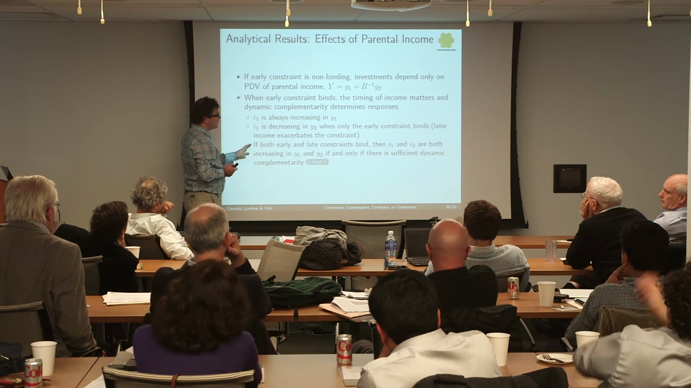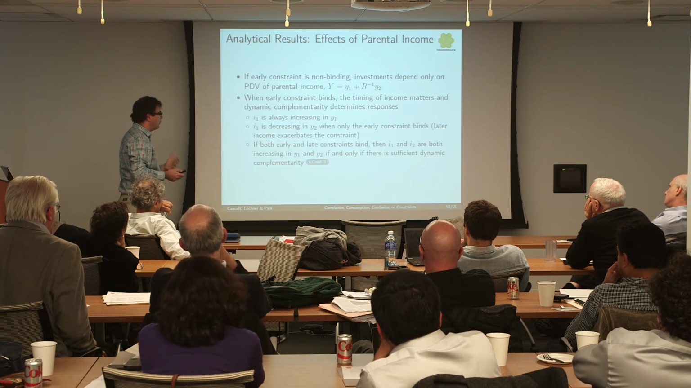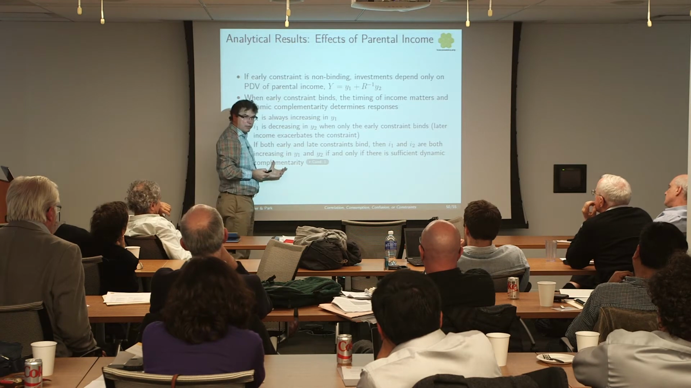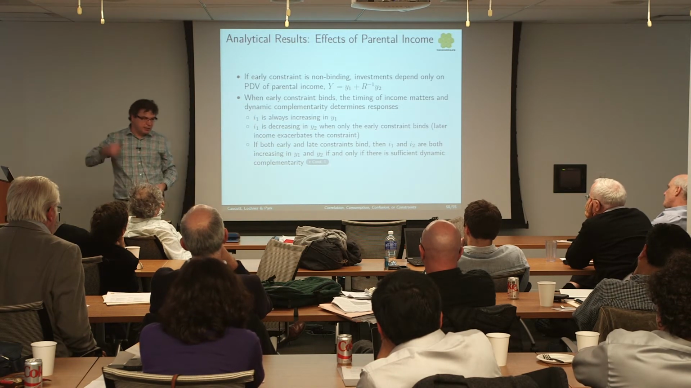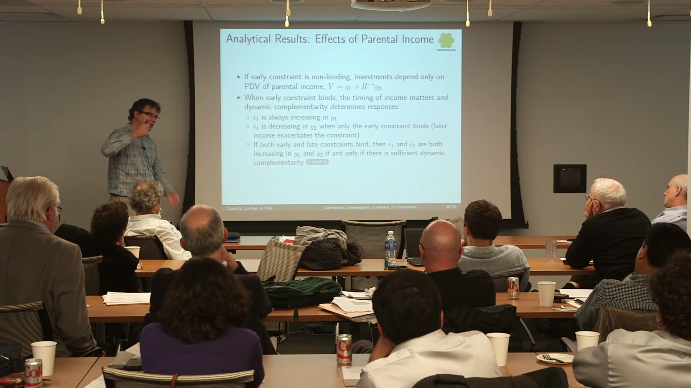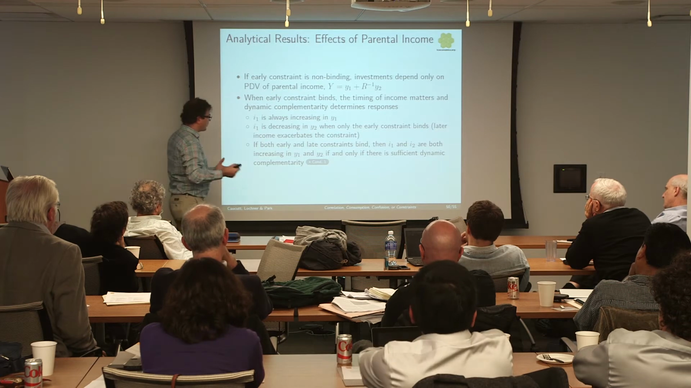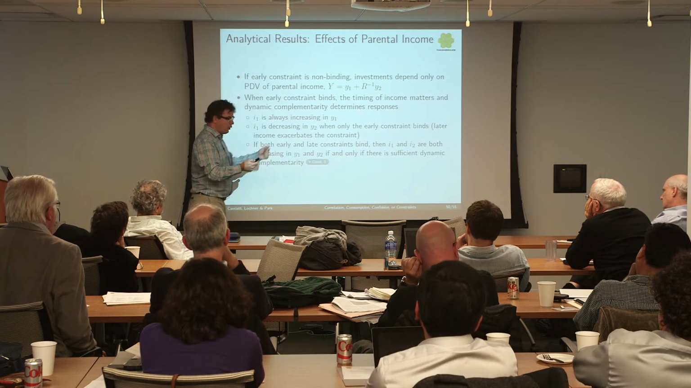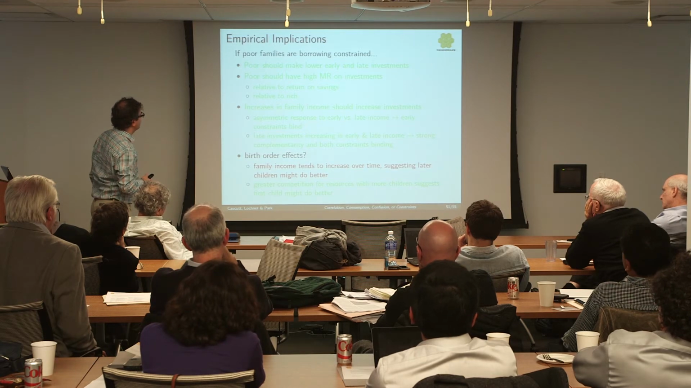And if both constraints bind, then you can get investments increasing in early and late income as long as you have enough complementarity between those investments. If they're very substitutable, then increasing income in one period is going to tend to lead to more investment in that period and away from investment in the other period. So if you have enough complementarity, you're going to do both together. They're going to move together.